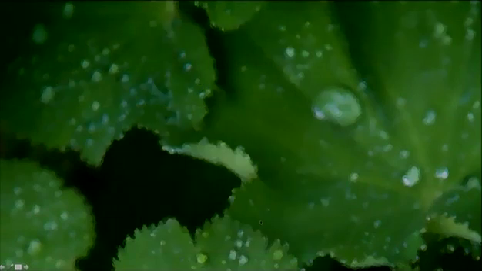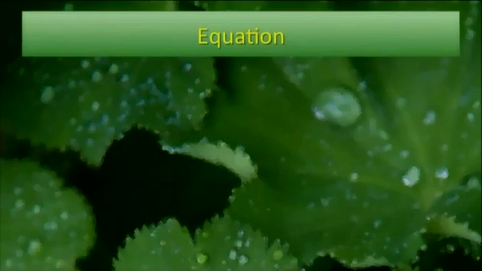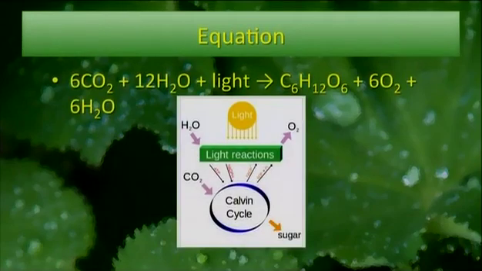Now the equation for photosynthesis. 6 carbon dioxides plus 12 waters plus light. Here's the carbon dioxide during the Calvin cycle. Here's the water during the light reactions. And then here's the light, and what you end up with is sugar, C6H12O6, sugar, oxygen gas, and you also end up with some water coming out.